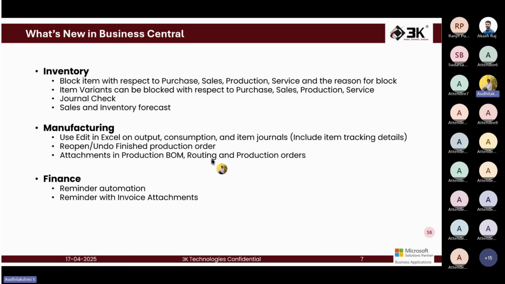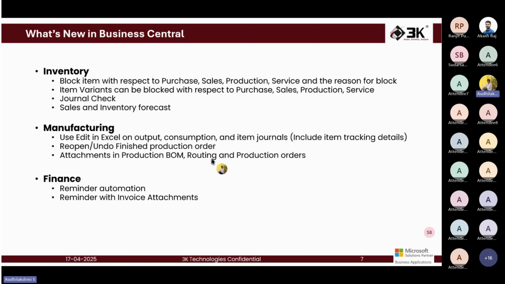Say I have a stock, but I don't want to procure more. In that case, we are able to block the item with respect to purchase, wherein we can use the item for all the other activities. So this is the block function which we have in the item. The similar function is also available in the item variant, the blocking of item and item variant.